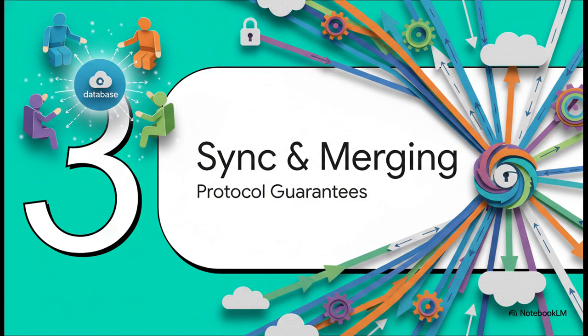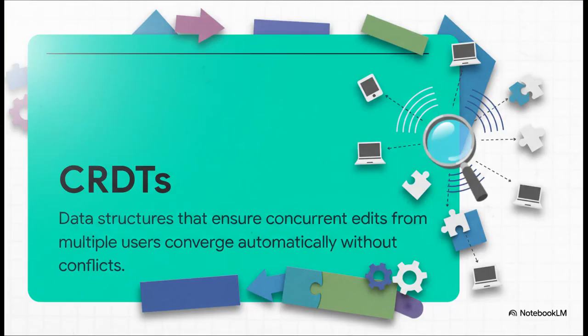The answer to that puzzle lies in the sync and merging protocol. The secret sauce here is something called a conflict-free replicated data type, or CRDT for short. Now, if you take one thing away from this section, let it be this. CRDTs are basically magic data structures. They're designed so that edits from a bunch of different people, even if they're all working offline, can be merged together automatically, and they will always end up in the exact same final state.